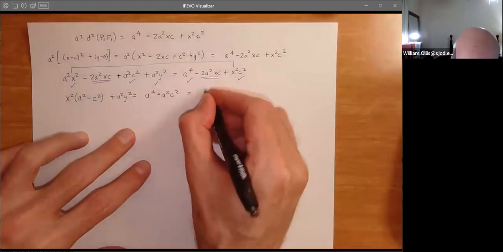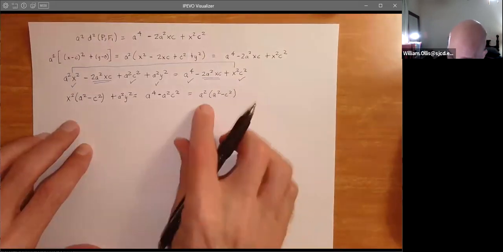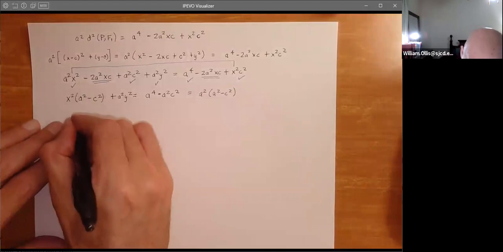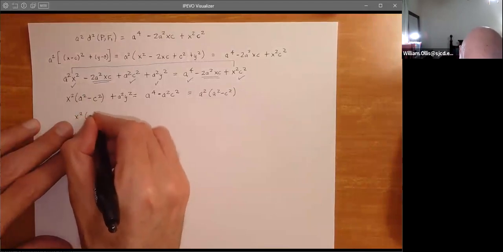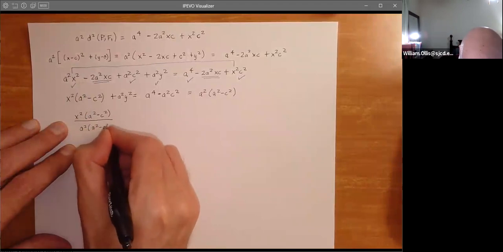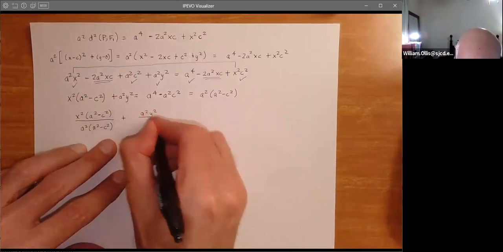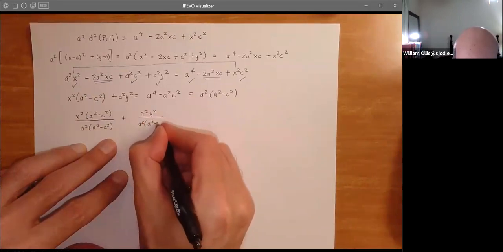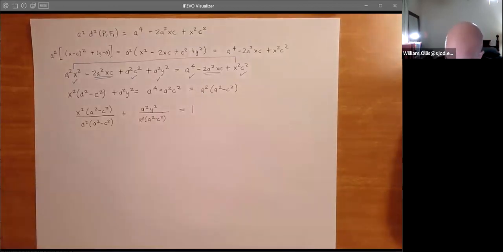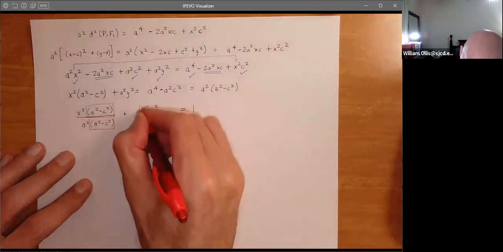So now remember, we'll factor a squared minus c squared. So now we're going to get our 1 here, which is going to make our equation so simple. So now we're going to divide both sides by this quantity. So we're going to get x squared times a squared minus c squared, divided by a squared minus c squared, again non-zero by definition, plus a squared y squared over a squared minus c squared, and of course, 1. Now, notice we get a lot of things that absorb. These absorb. And of course, the a squareds absorb.